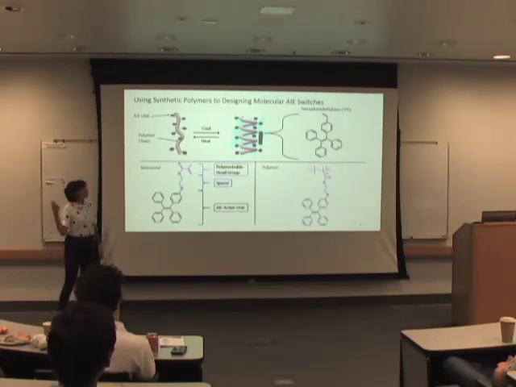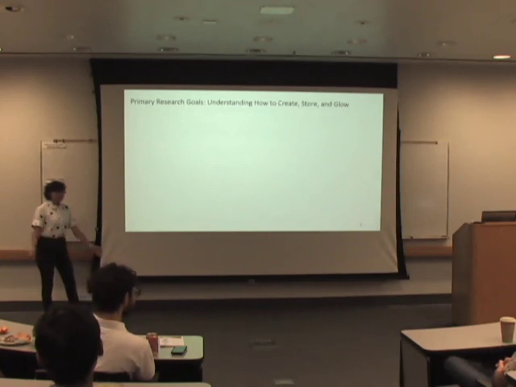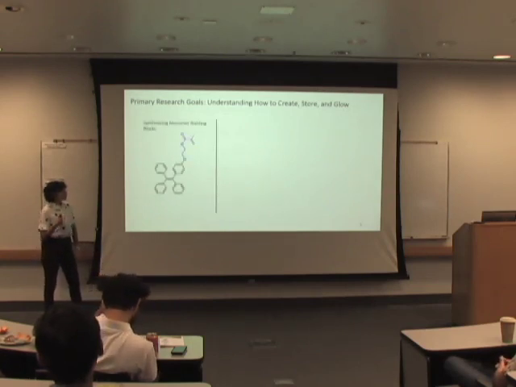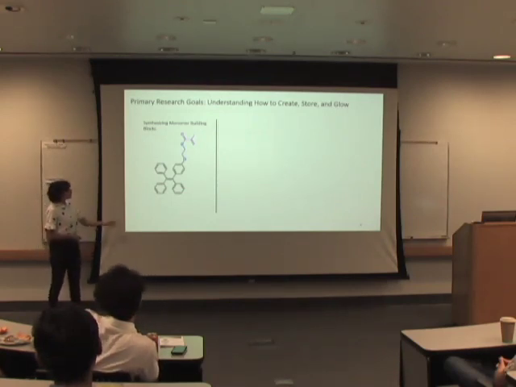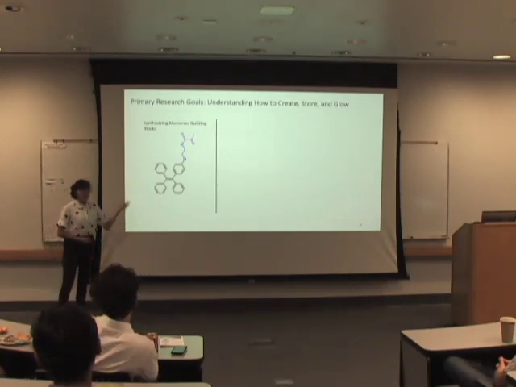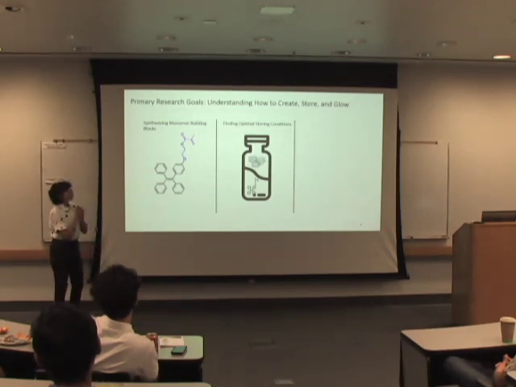Moving forward into my actual summer goals. I have three. The first has a lot to do with my development as a new researcher in the lab, and that would be synthesizing my monomer building block. Following this step, we aim to find an optimal storage condition. And finally, exploring the emission problem.